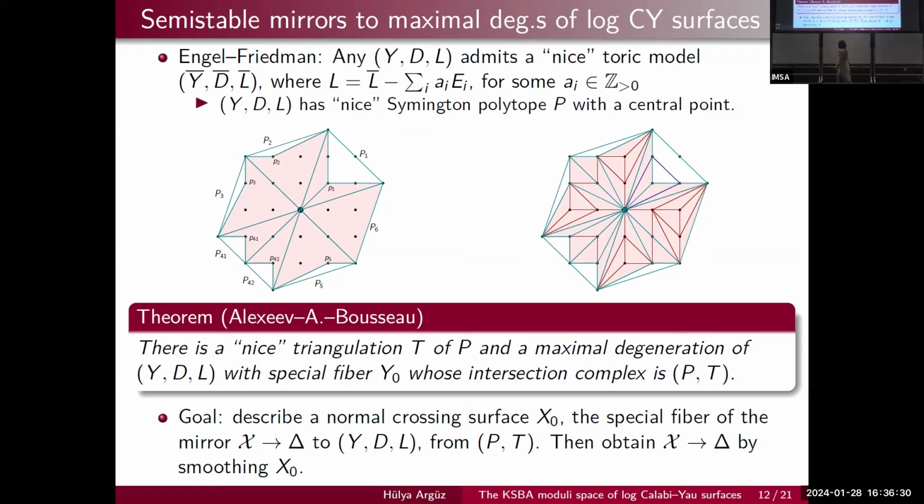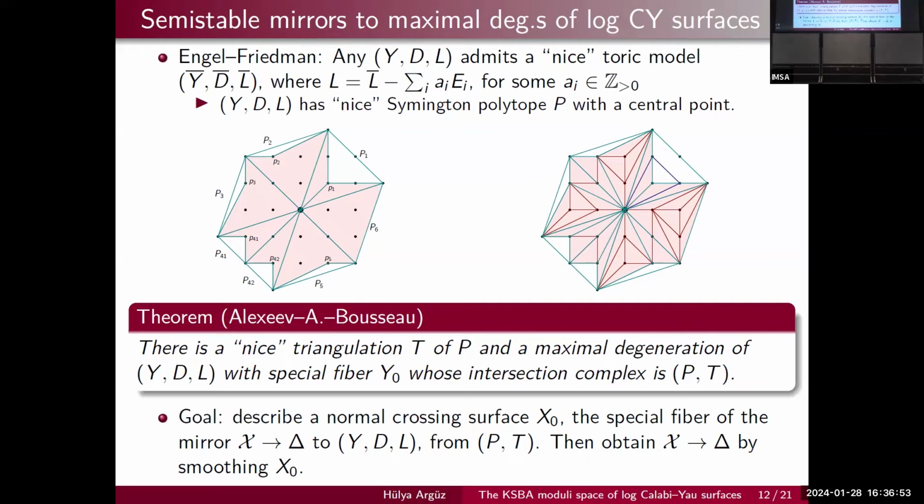So this duality is not as simple as just combinatorial discrete duality. We need to use this geometry. And so we start with this nice Samington polytope associated to radial. The first thing we show is that there's a nice triangulation T on the Samington polytope. And so a maximal degeneration, whose special fiber is given by P and T.